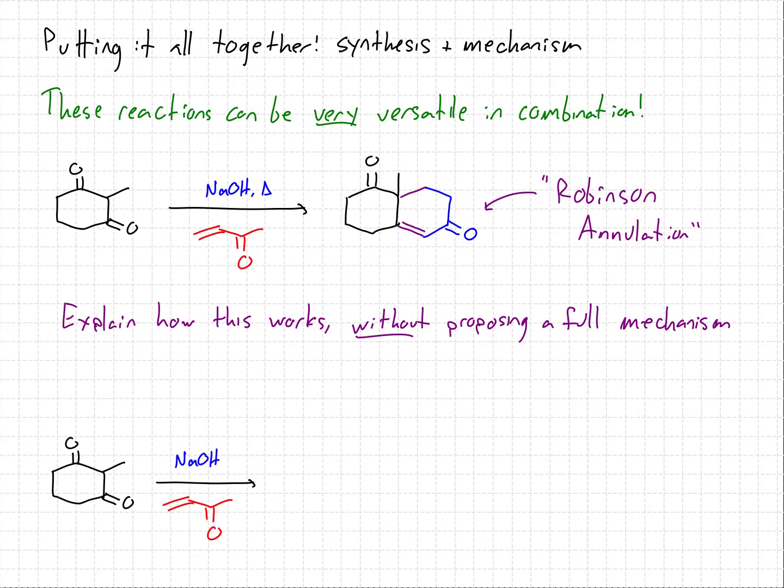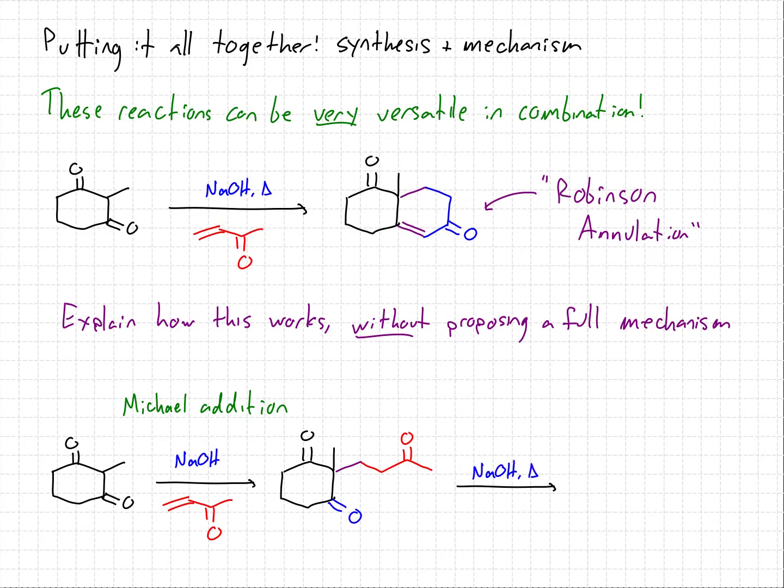Looking at this reaction, we can see that if we start with our beta diketone, sodium hydroxide, and the alpha beta unsaturated ketone, this looks a lot like a conjugate or Michael addition. We would deprotonate the highly acidic beta position and add that doubly stabilized enolate to the beta position of our unsaturated group to create this ketone. If we continue under these conditions, sodium hydroxide and heat, this now looks a lot like an intramolecular aldol condensation, which would explain why we get a new six-membered ring and a double bond.